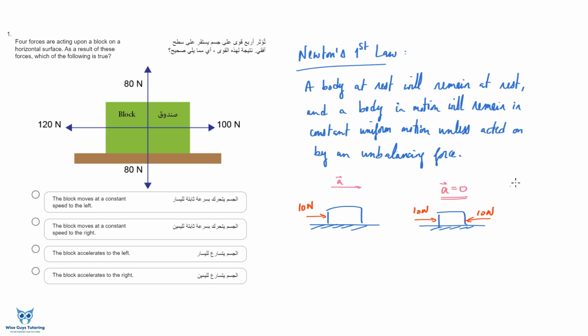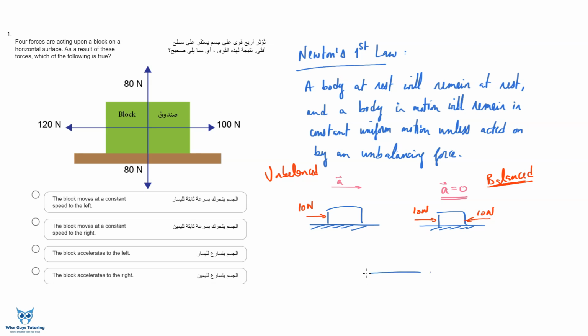Okay? So let me repeat that for the crowd in the back. Balanced forces, balanced net force means acceleration is 0. Unbalanced means there is an acceleration in the direction of the resultant force.